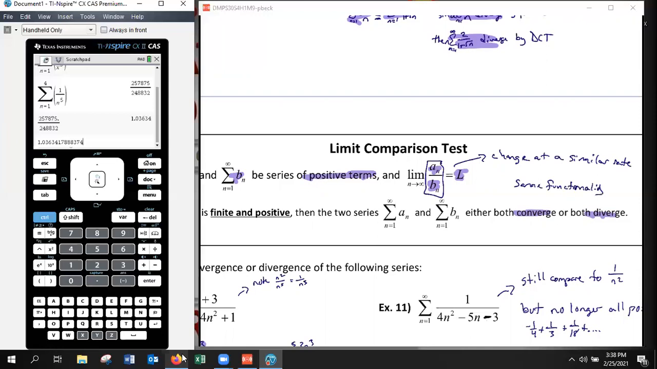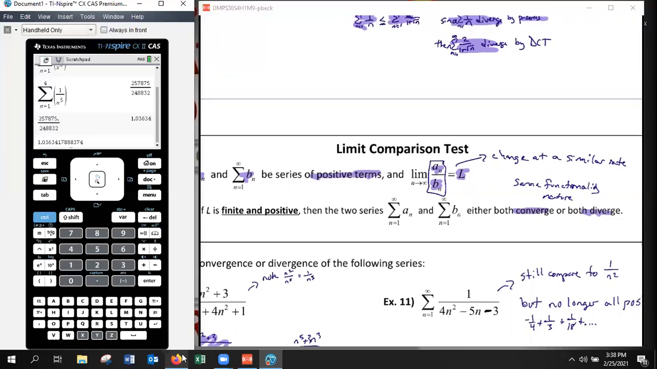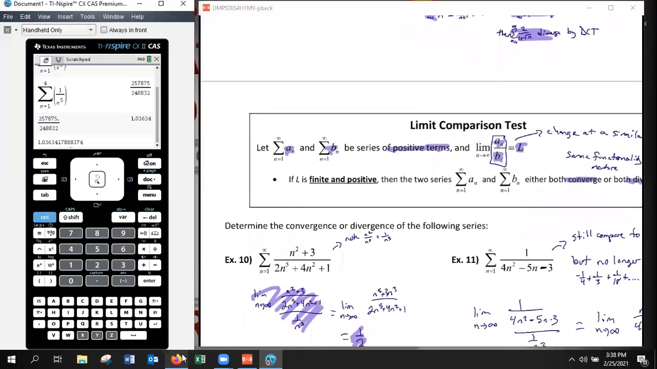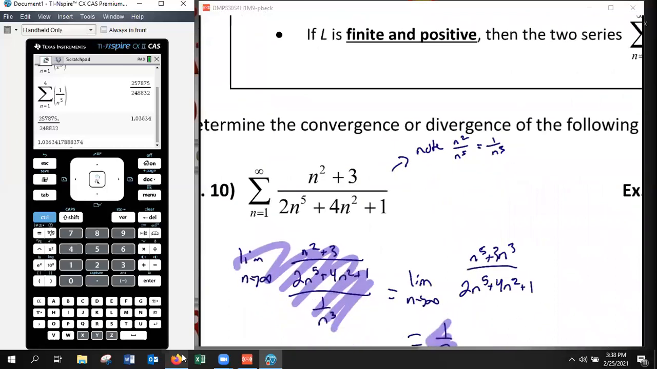So the same functionality nature. By looking at these changing at a certain rate, and that rate is a number as opposed to 0 or infinity, then we know what's going to happen with both series. So let's take a look at this one in more depth.